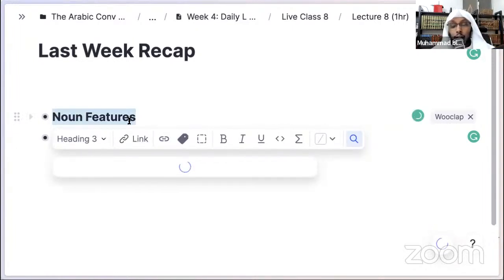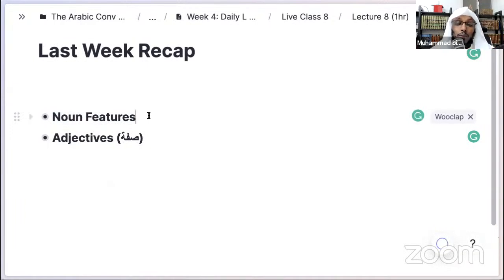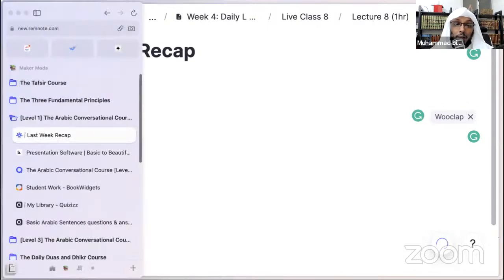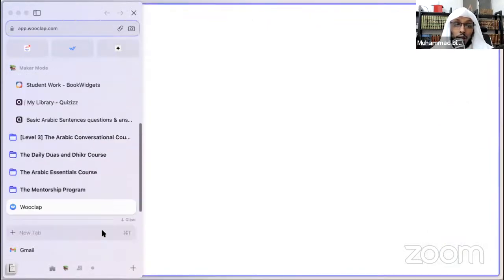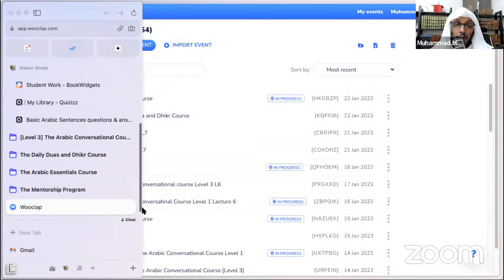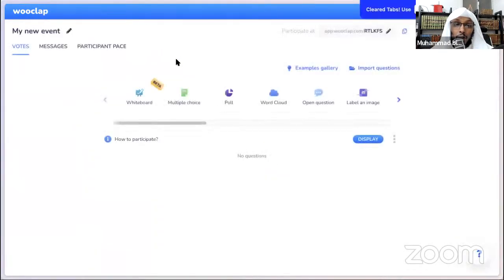So we said a noun has 4 attributes. An ism has 4 main attributes. Okay? We've mentioned that many times. So let me ask you that again, inshallah, just to refresh our brains before I go ahead and explain.